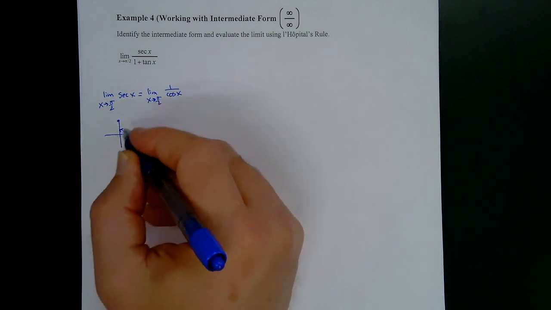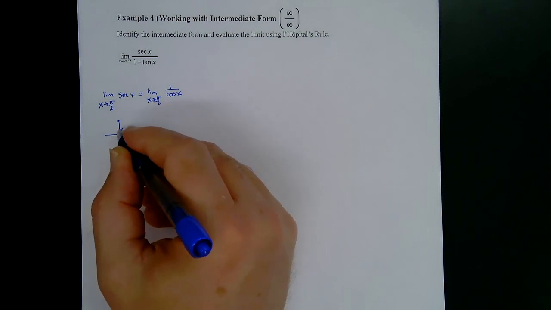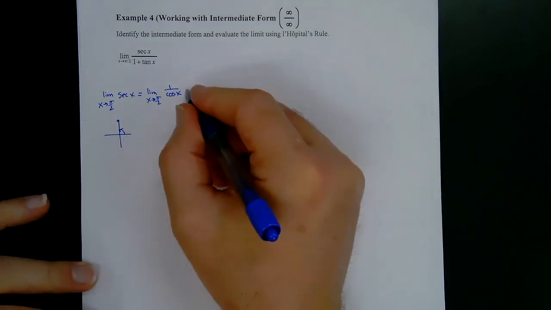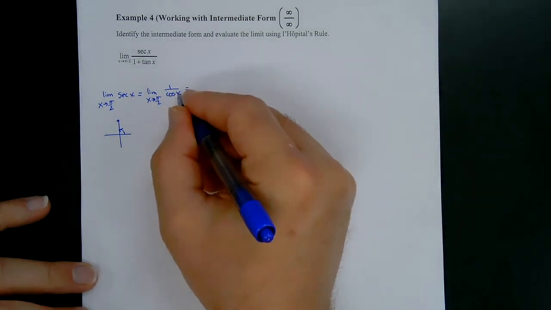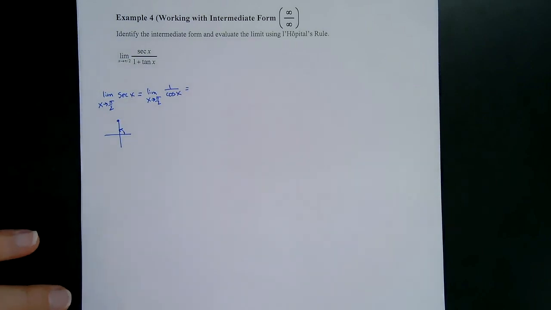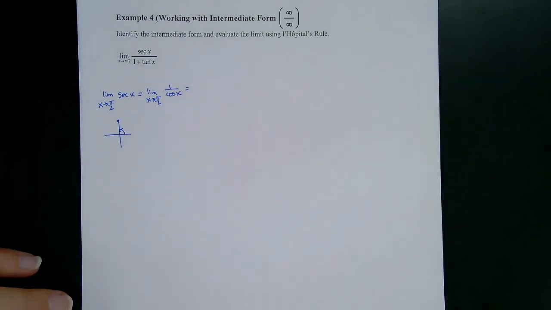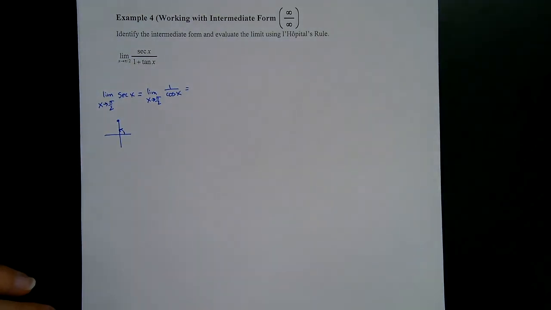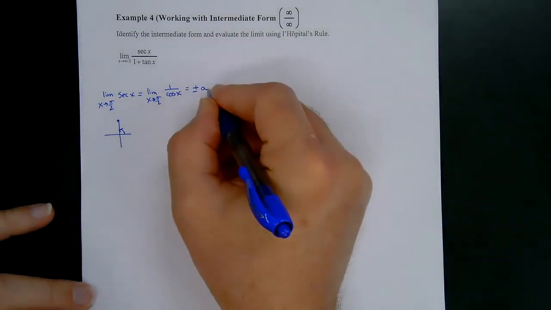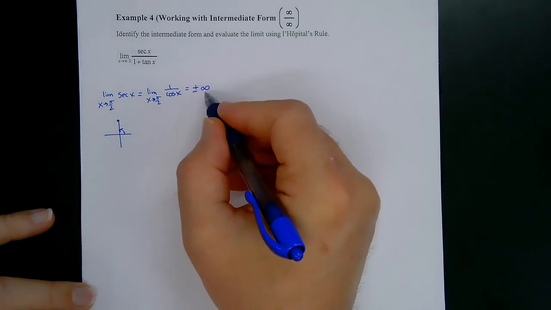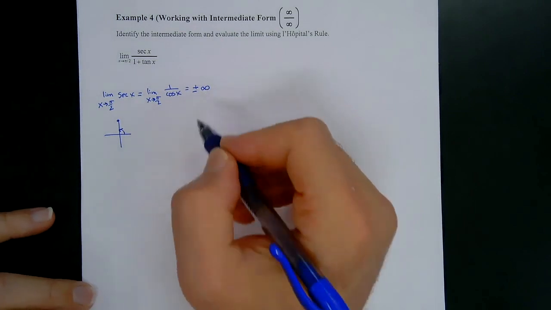But you can approach pi over 2 from the right, but you can also approach pi over 2 from the left. Okay, so because this is getting closer and closer to 0, one of them is getting closer and closer to 0 from the right, and one of them is getting closer to 0 from the left. So this is actually coming out to either be positive or negative infinity. Now, the sign of it doesn't matter. It's that we come out with infinity, all right?